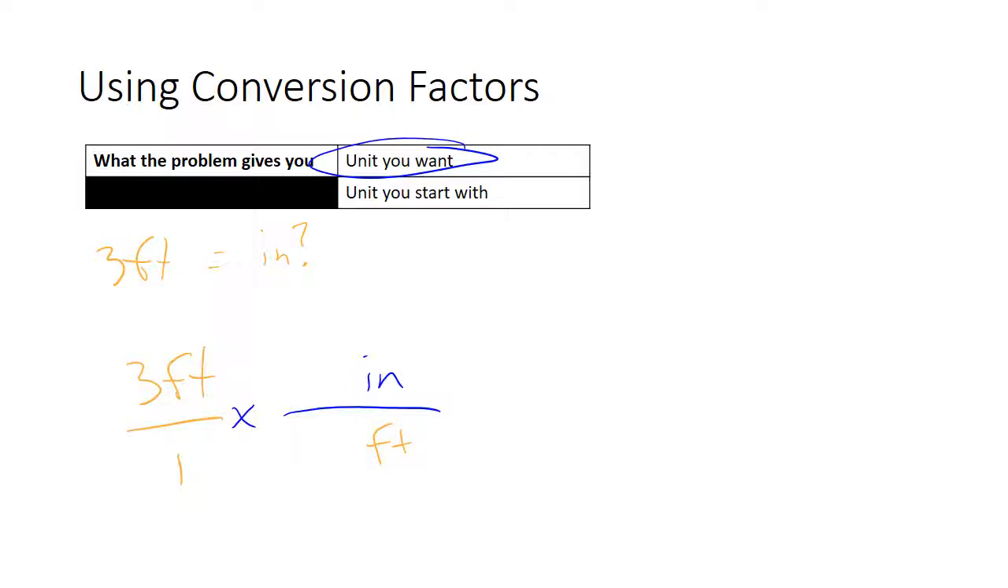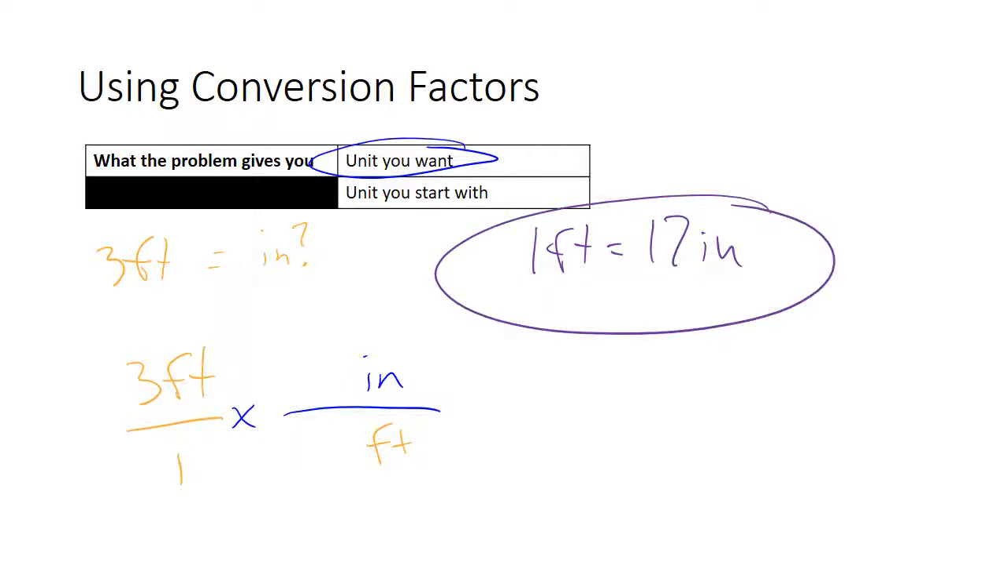So then we just put in the unit to go with it. In this case, we know that 1 foot is equal to 12 inches. So there's our conversion factor, and then we just plug it in. 1 foot, 12 inches, so 3 feet times 12.